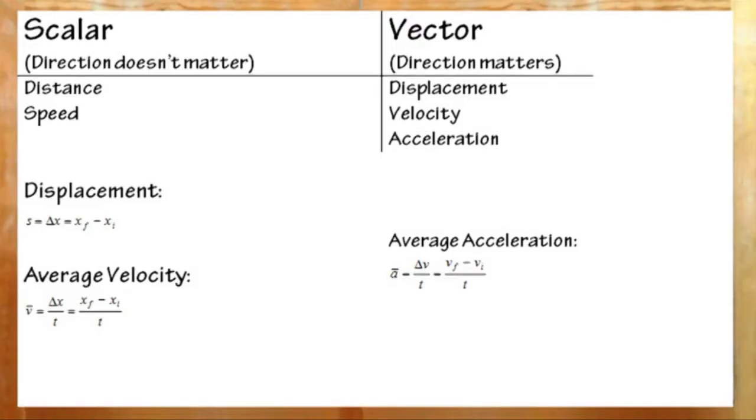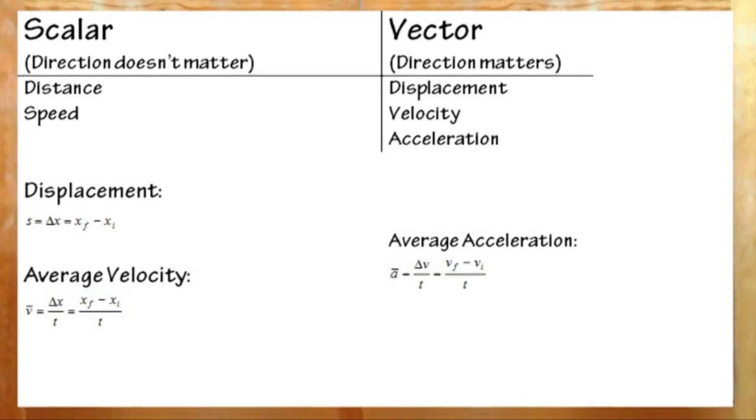To recap, there are two major kinds of measurements in physics, scalar and vector measurements. Scalar measurements don't take direction into account, whereas vector measurements do. Distance is the scalar measurement of space, and this is going to be measured in meters. Displacement is the vector measurement, symbolized by an s or a delta x, and is defined as the distance between your starting point and your end point.